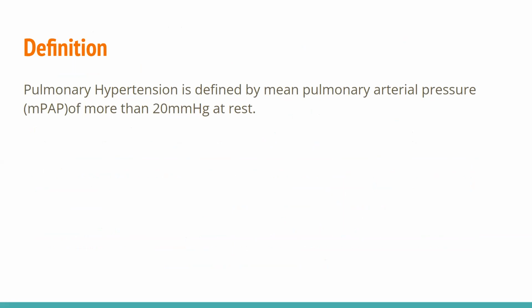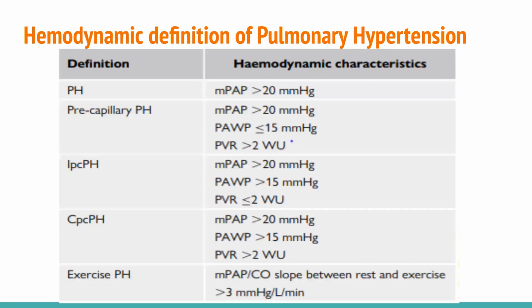So definition, pulmonary hypertension is defined as mean pulmonary artery pressure of more than 20 millimeters of mercury at rest. This is based on hemodynamic assessment by right heart catheterization, but the final diagnosis and the classification should reflect the whole clinical context and consider the results of all investigations of the patients. Hemodynamic definition of pulmonary hypertension.